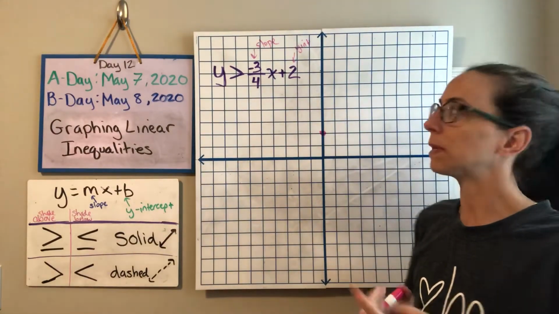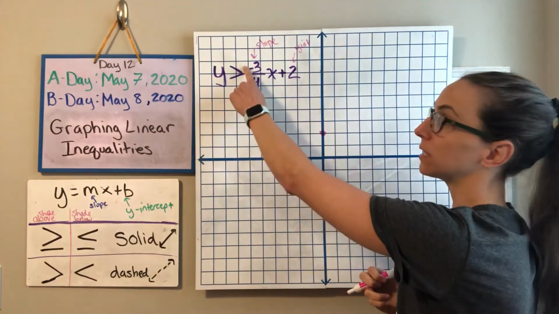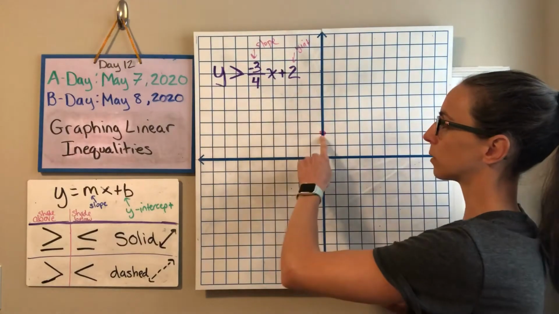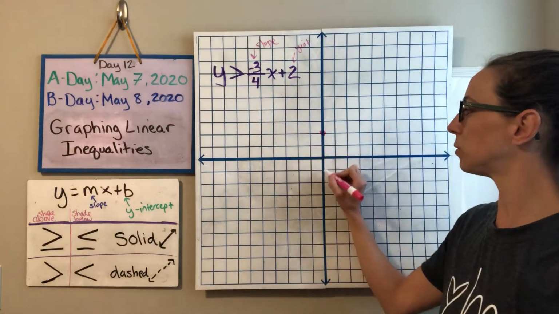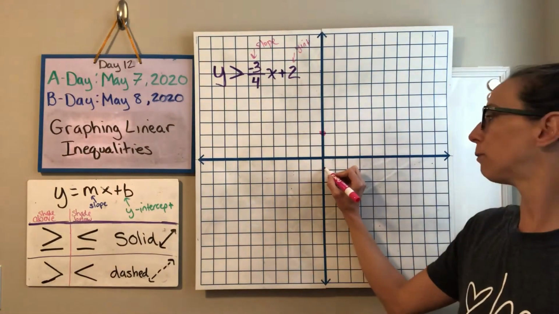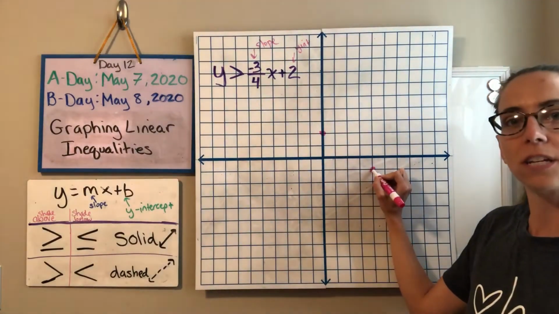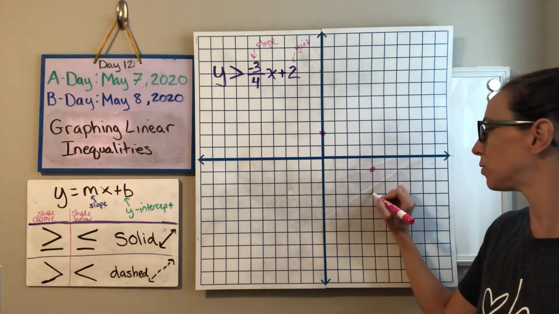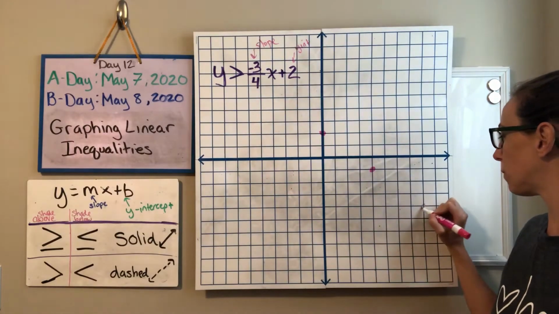And then I'm going to follow my slope. Negative 3 over 4 means my rise, in this case, is going down 3 and to the right 4. So going back to my y-intercept, I'm going to be going down 3 units, 1, 2, 3, and over to the right 4 units, 1, 2, 3, 4. And again, we continue this until we run out of space on our coordinate plane. Down 3, 1, 2, 3, and over to the right 4, 1, 2, 3, 4.